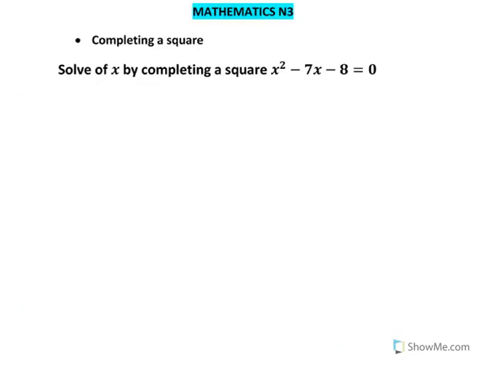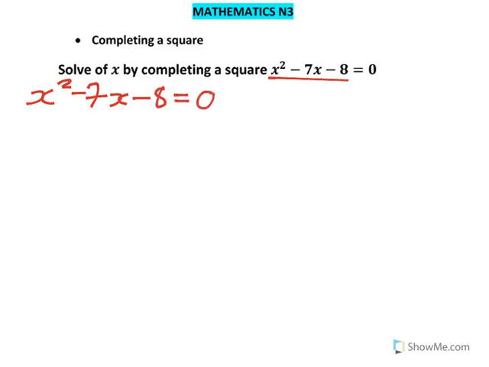Now, let's move on to the next one. It says solve for x by completing a square. Now, we are given that. I'm going to show you another alternative method now because we are solving for x. It's similar, but it's up to you what you need to do with it. Let me start with the previous version and I'll do the other version. It says x squared minus 7x minus 8 equal to 0.